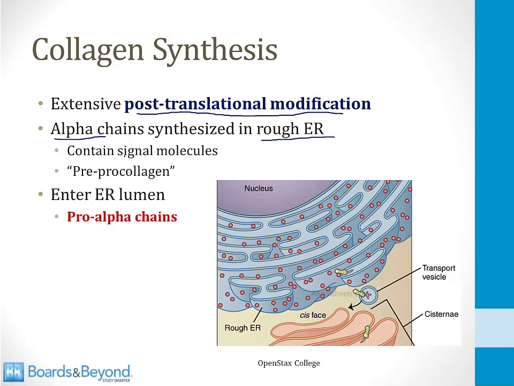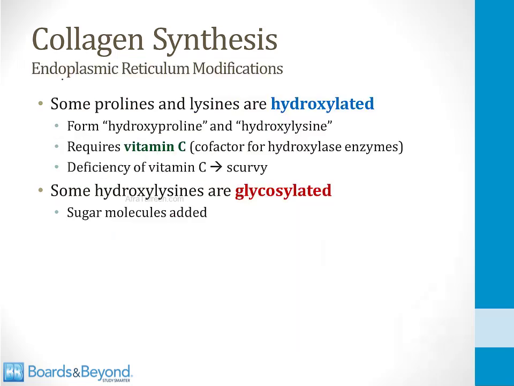These alpha chains contain signal molecules, and they are sometimes referred to as pre-pro collagen. The signal molecules direct the alpha chains into the lumen of the endoplasmic reticulum, and at this point they are referred to as pro-alpha chains. In the endoplasmic reticulum, a number of modifications are made to those alpha chains.